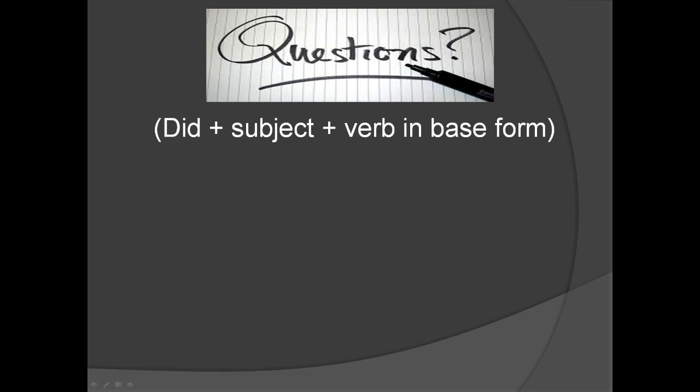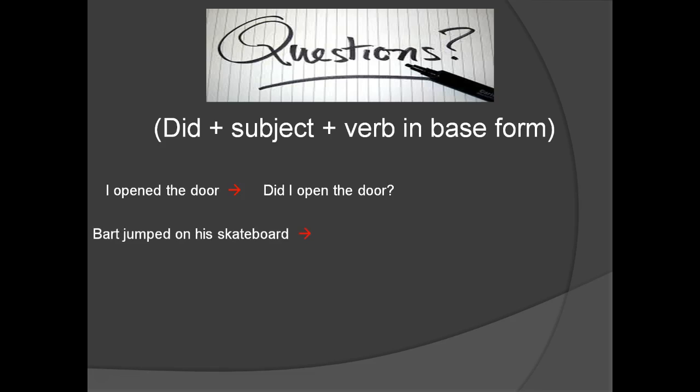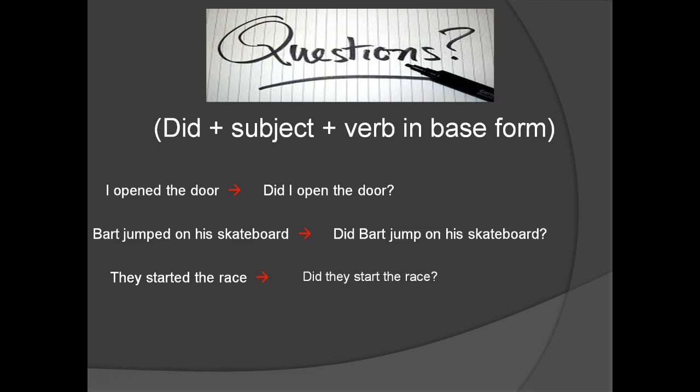When we want to ask a question in the past tense form, we ask it like this: did plus the subject plus the verb in the base form. I opened the door becomes, did I open the door? Bart jumped on his skateboard becomes, did Bart jump on his skateboard? They started the race becomes, did they start the race?